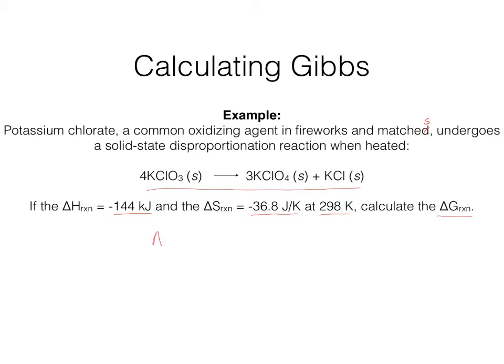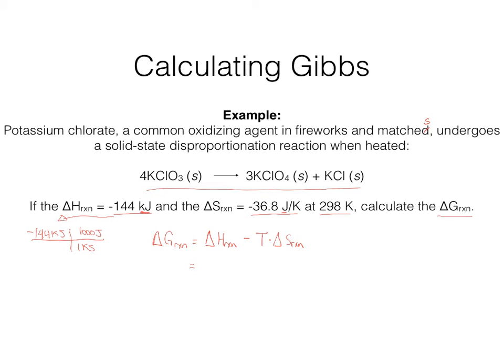reaction. So we know that delta G of the reaction is equal to delta H of the reaction minus the temperature times the delta S of the reaction. So to do this, I'm going to plug in some values. Now, notice that I have my entropy in joules and my enthalpy in kilojoules. So I'm going to convert my enthalpy to joules. So a negative 144 kilojoules. In 1 kilojoule, there are 1,000 joules.